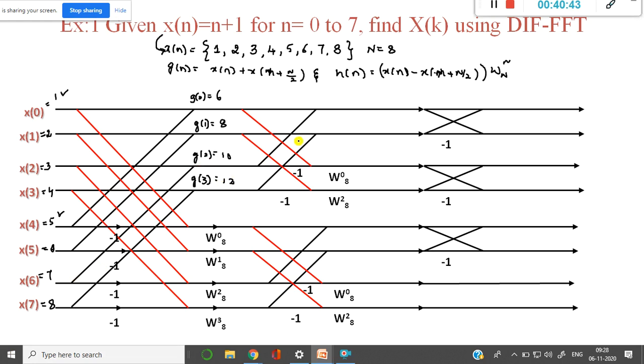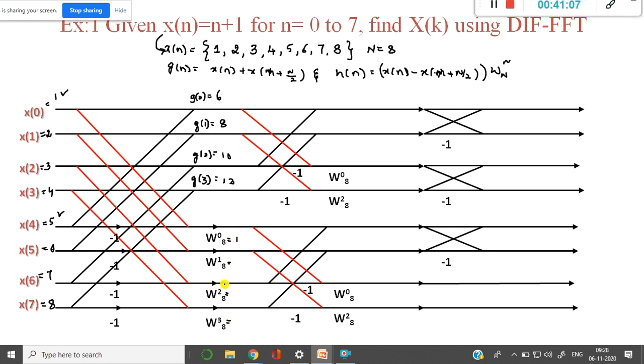h of 0, similarly perform subtraction with this, that is 1 minus 5, and that value is supposed to be multiplied with what? W8 to the power of 0. What is W8 to the power of 0? Here it is 1. You already know these values. I already told you how to calculate these values.